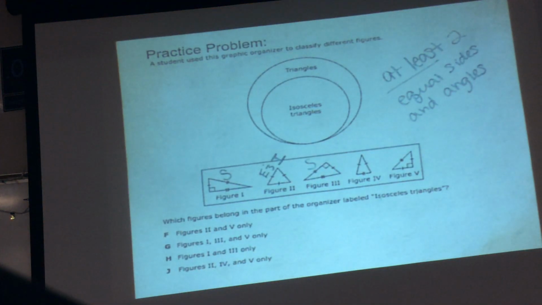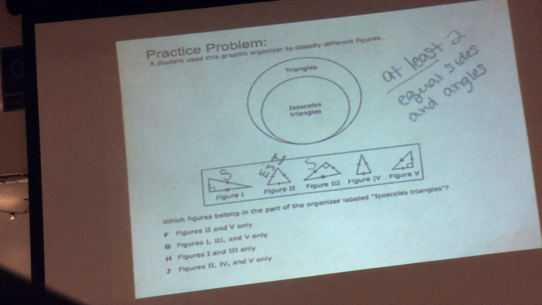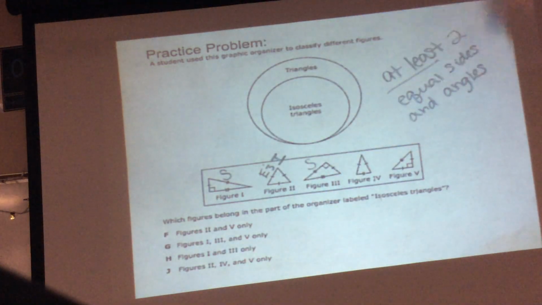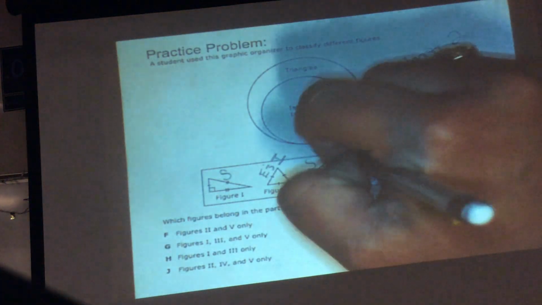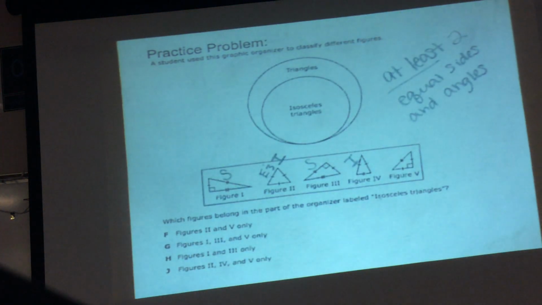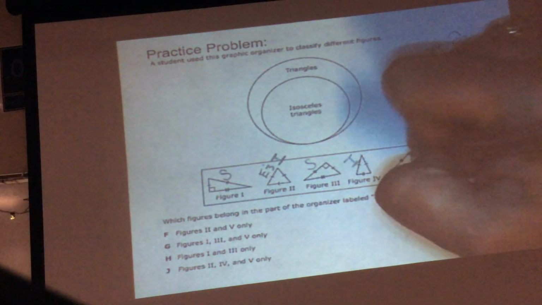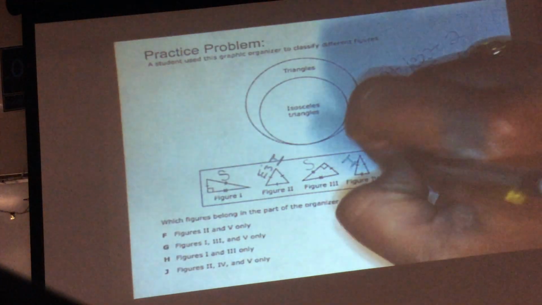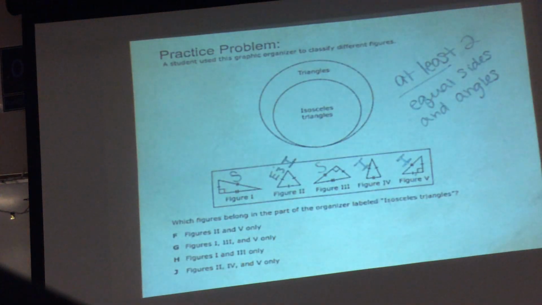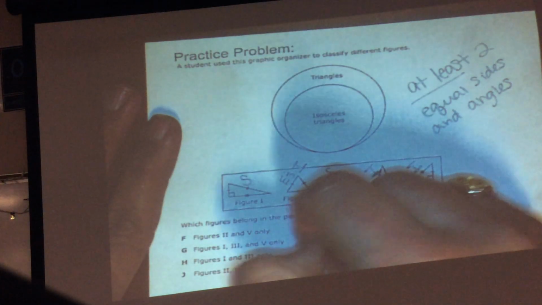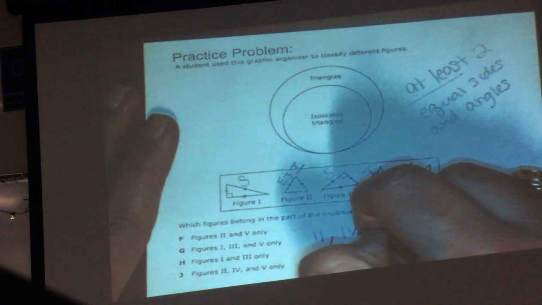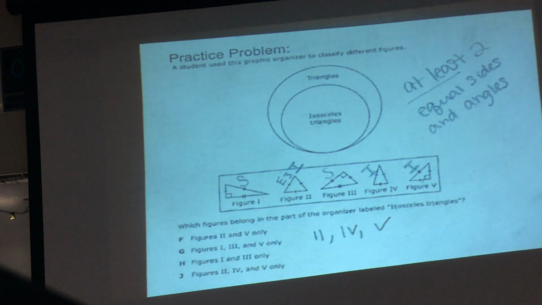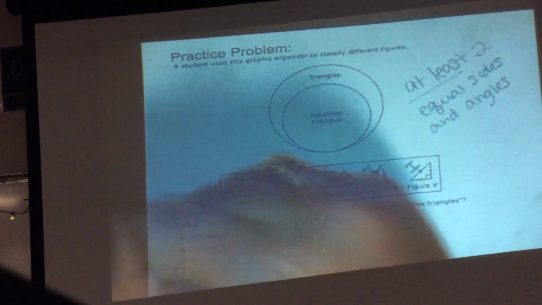Okay, figure 4. There are at least 2 sides. This is what type of triangle? Isosceles. Figure 5. Figure 5 is what? Isosceles, because it has 2 equal sides. So we have figures 2, 4, and 5. Which would be J. You just wrote it down.